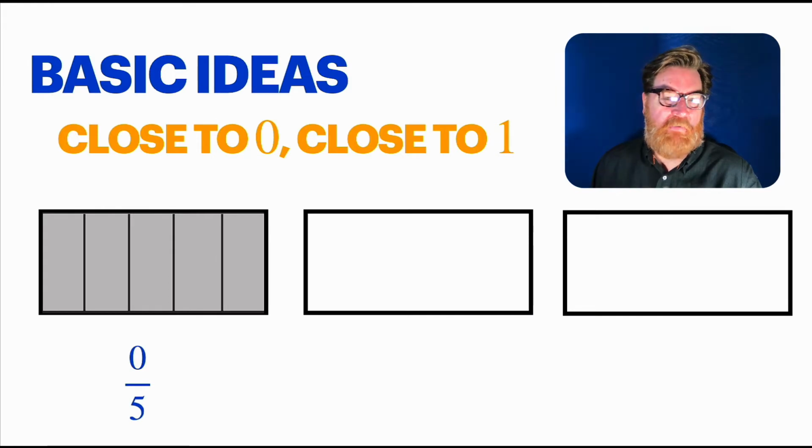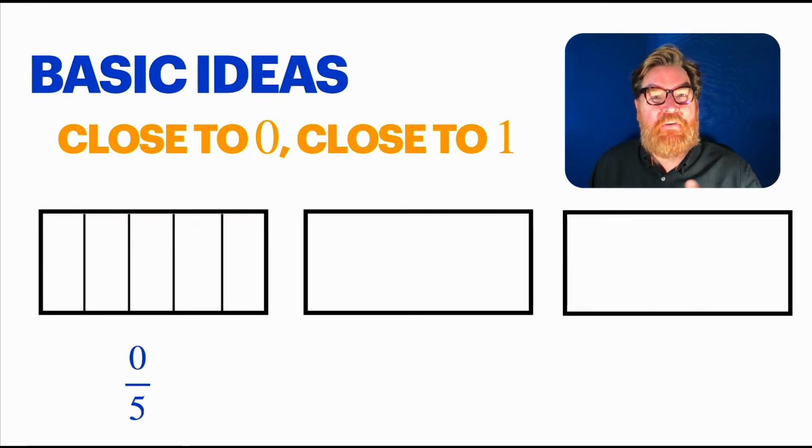What if we had 0/5? Well, we wouldn't shade in any of those bars, would we? 5 equal pieces, we keep 0 of them. Guys, 0/5 is 0.